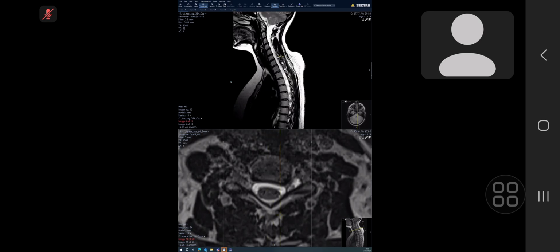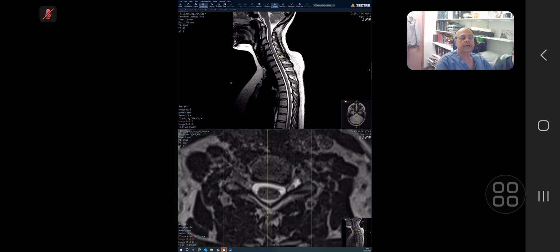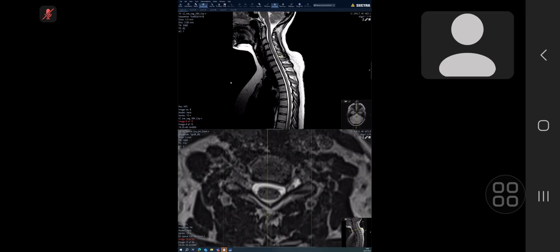And I believe that MS is unlikely because the brain is spared and it's a long segment involvement of the cord. So I believe these two possibilities as differentials in this case, but I would like to correlate with the overall clinical picture and the biochemical parameters to come to a final diagnosis.